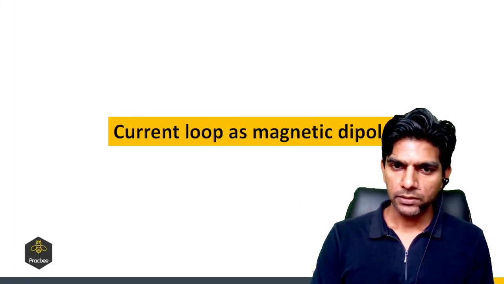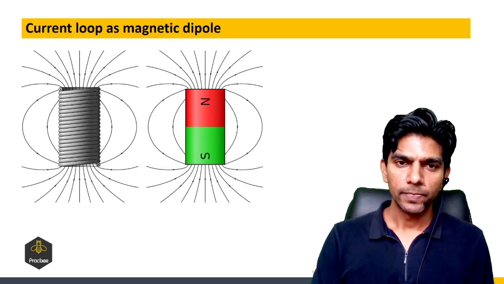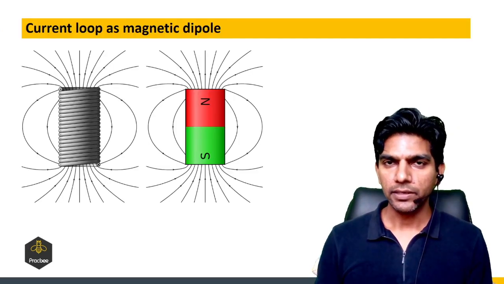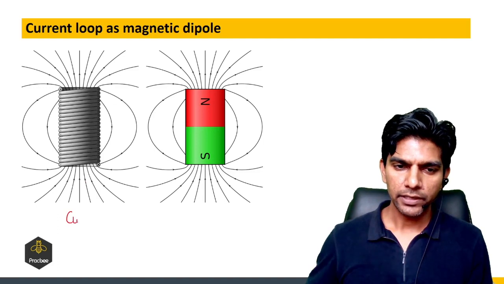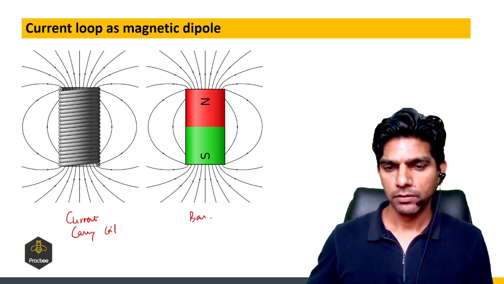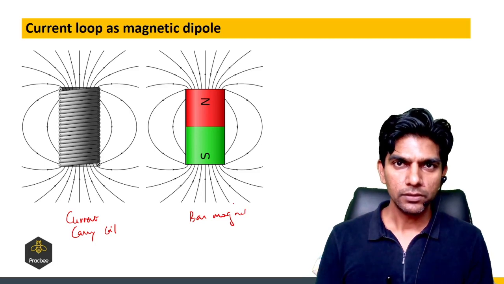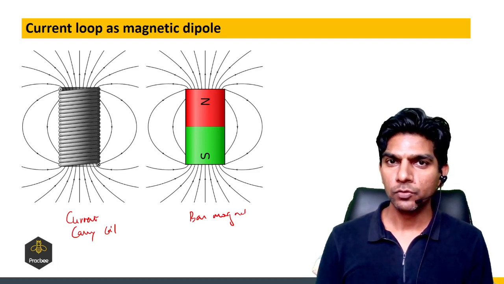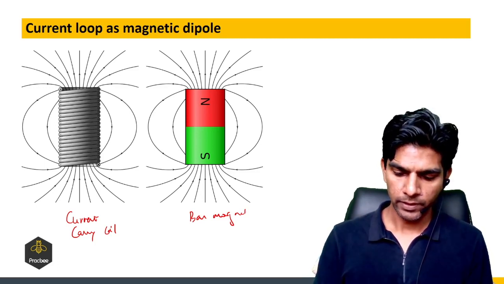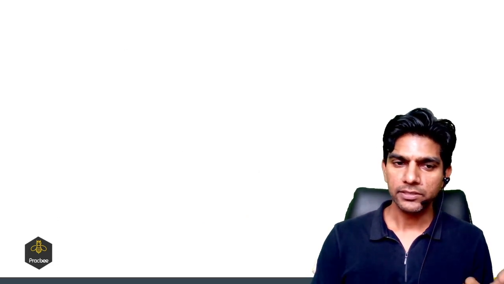Now let us see the current loop as a magnetic dipole. So if you look at the magnetic field lines by a current carrying coil and by a bar magnet, the pattern is quite similar. So we can say a current carrying loop behaves like a magnetic dipole. Now what is magnetic dipole? Let us understand that.